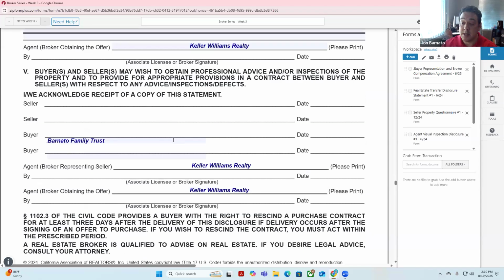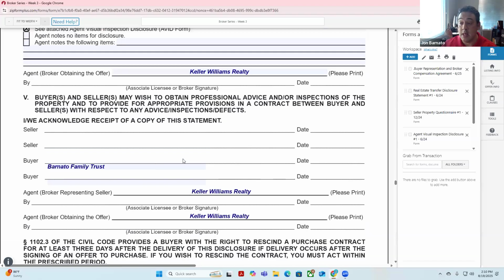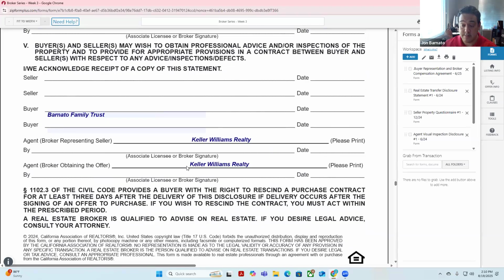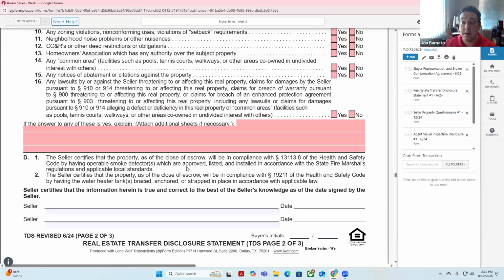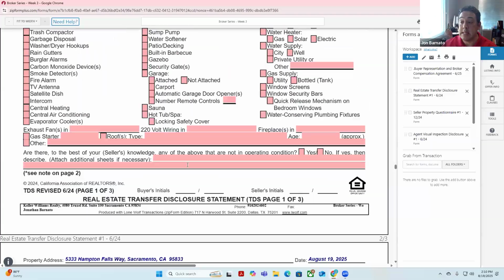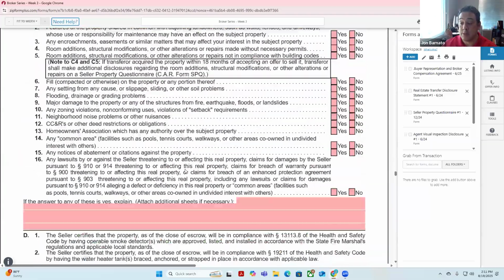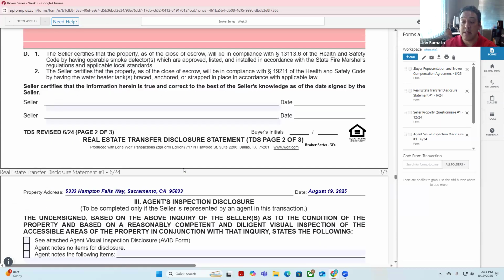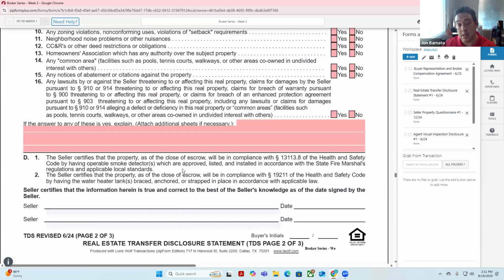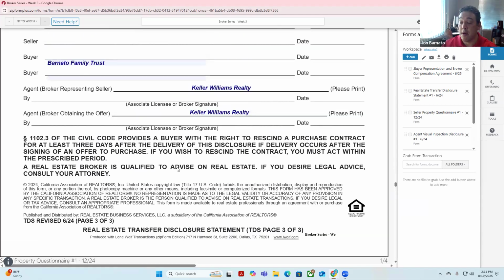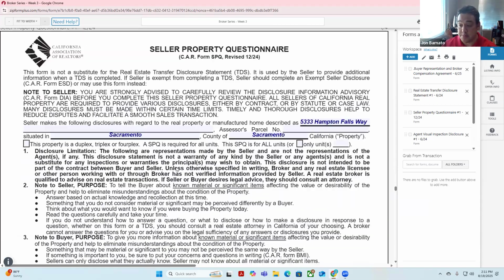The agent visual inspection disclosure should do that. Sellers should sign, buyers should sign, agents should sign. Any questions on the TDS? Required. The only time the TDS is not required is in certain exempt situations with trusts or corporations. But please, that's the very small minority, and we'll be very tight on that. Okay, on to the seller property questionnaire.